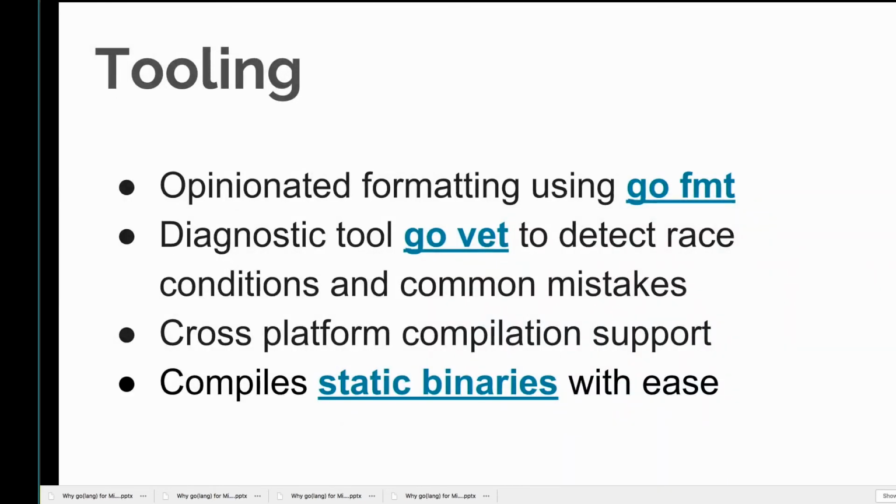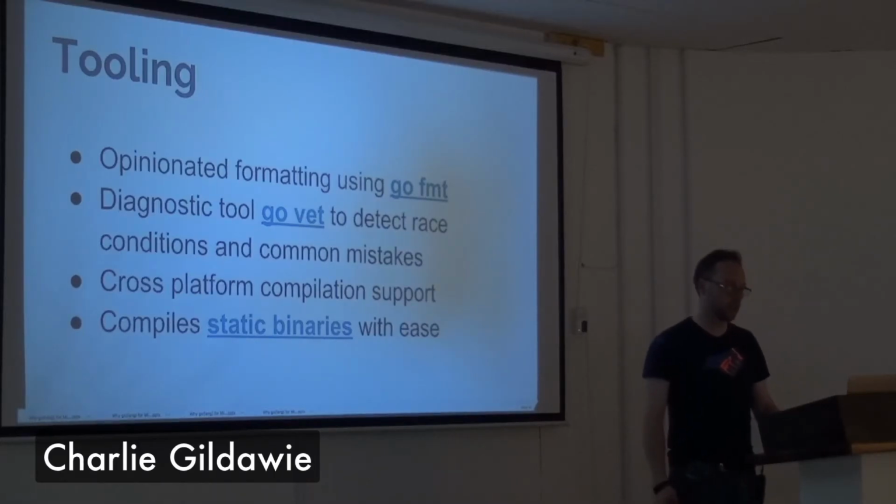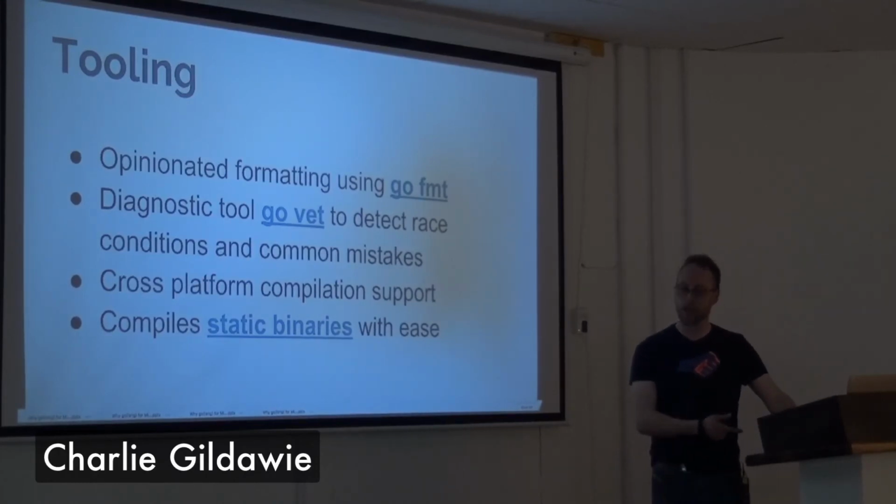What other things are important that Golang brings for me as a platform engineer? It brings opinionated formatting using Go fmt. That sounds like a small thing. It's not. If you've got 30 or 40 teams and they all have their own particular style, it's really difficult to read somebody else's code. Go fmt formats the code the same every time. It has a diagnostic tool called Go vet, which detects race conditions and common mistakes. As a beginner Go programmer, that's super useful. It has cross-platform compilation support, so I could compile a binary on my MacBook that will run on a Linux host or a Windows host.